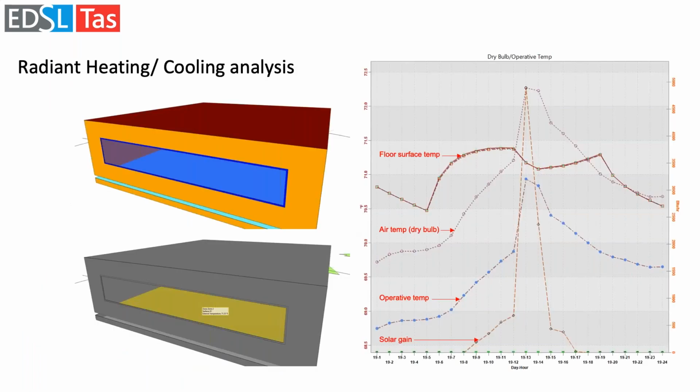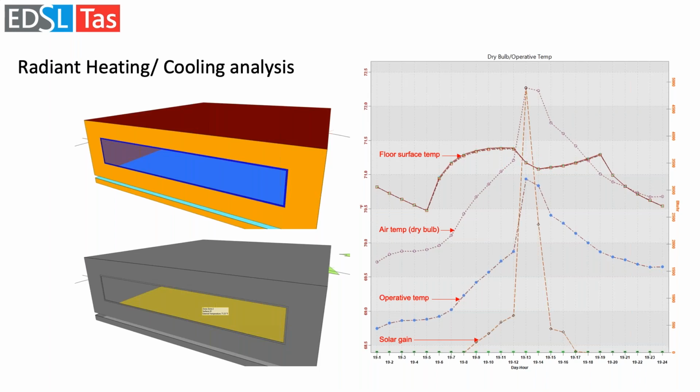So we looked earlier at dry bulb versus mean radiant temperature and operative temperature with the passive side of things, with natural ventilation, solar, and potentially solar shading. You can also analyze active radiant options in TAS. So here's modeling of an underfloor heating and cooling system.